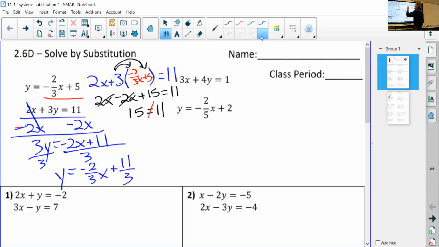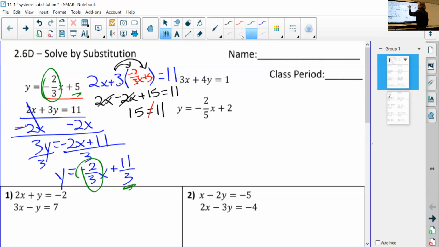Who cares? Really, the only thing that matters is we have the same slope on both equations, but we have different y-intercepts. So we have two parallel lines, no solution. Okay? You don't have to check it if you're fully confident that you did all your math right. If all the variables disappear, you're left with a false statement. It's no solution.